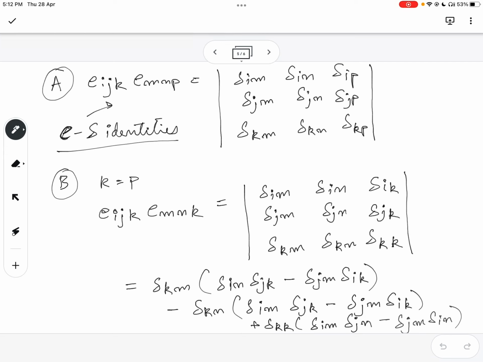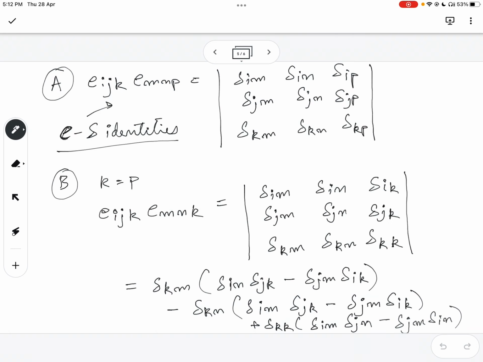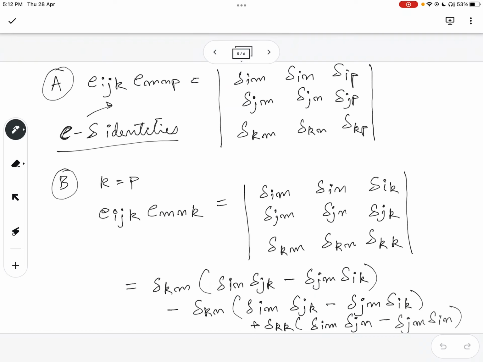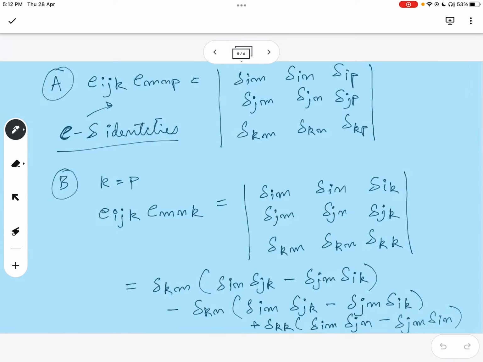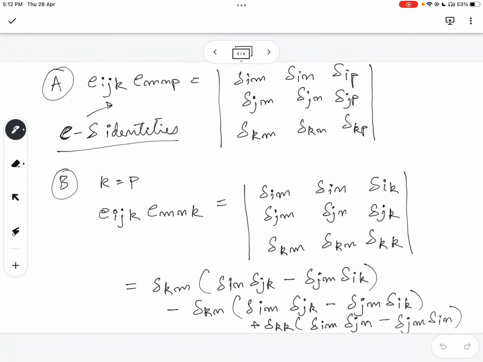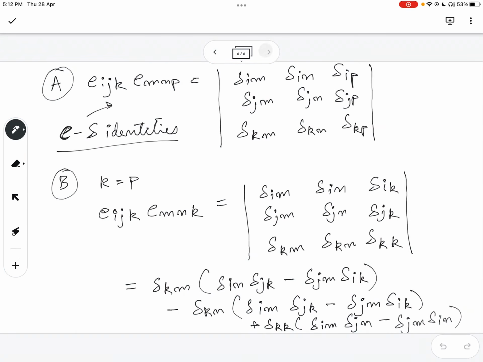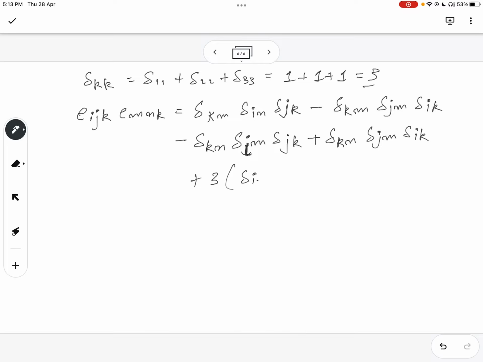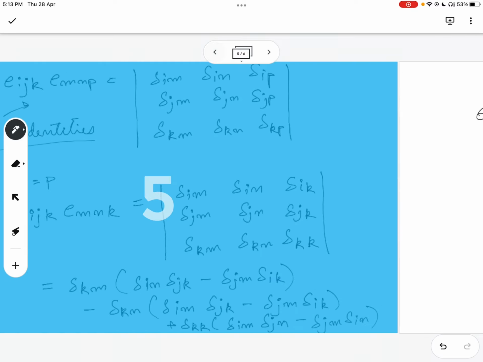minus delta Kn, delta In, delta Jk, minus delta Kn, so Kn, delta In, delta Jk, delta Jm, sorry, delta In, delta Jk, Im, delta Jk plus, sorry, delta Kn first, delta Jm, delta Ik, and plus 3 times delta Im, delta Jn, minus delta Jn, delta In.